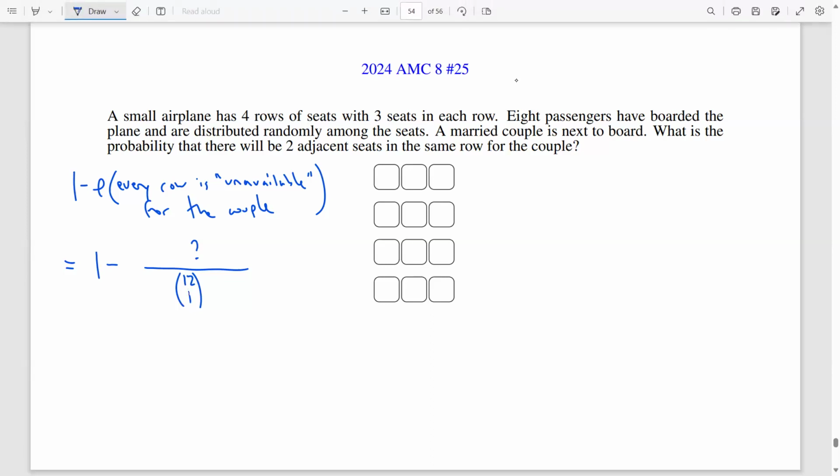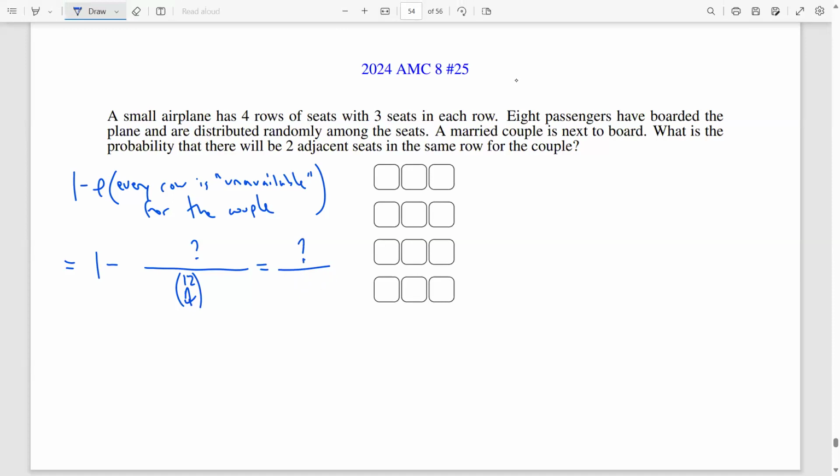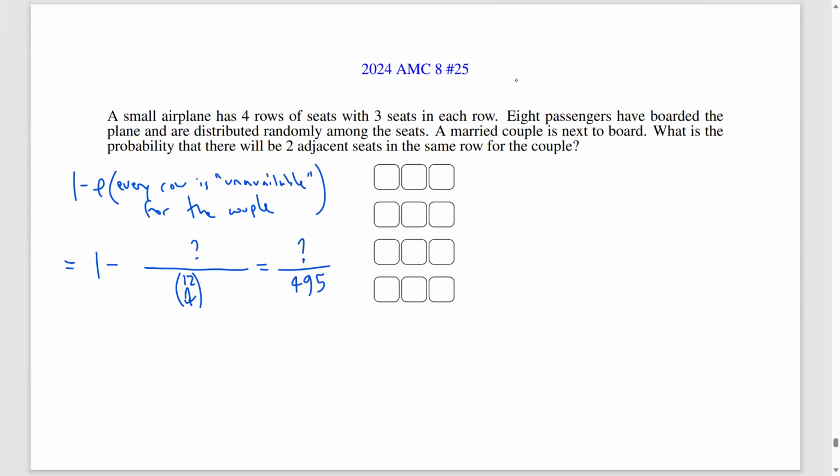And since we know that 12 choose 8 is equal to 12 choose 4, and 12 choose 4 is equal to 12 times 11 times 10 times 9 over 4 factorial, this turns out to equal 495. So we can find the number of ways that the first 8 passengers can seat themselves, divide that by 495, and then subtract from 1 to get our answer.